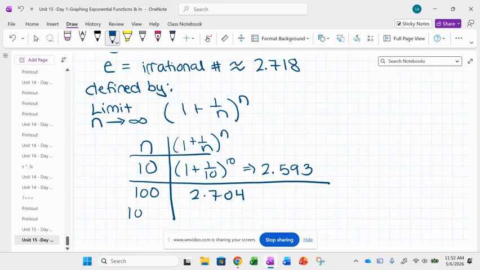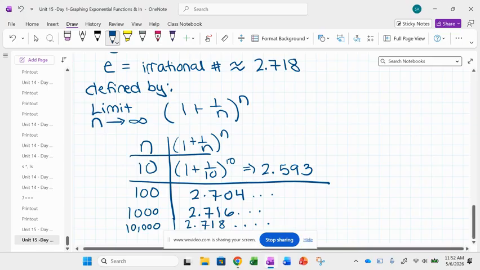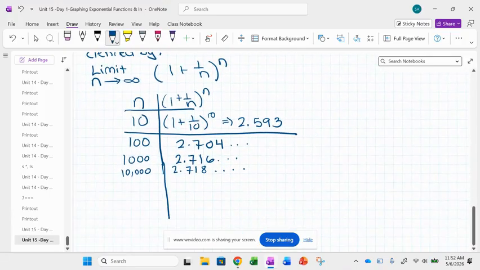If I plug in 100, I'm going to get 2.704. If I plug in 1,000, I'm going to get 2.716. If I plug in 10,000, I'm going to get 2.718. And sorry, guys, it's an irrational number, so the numbers keep going after that. It doesn't just stop at 6 or 8. If I now plug in 1,000,000, and that's a big jump, do we agree? You're still at 2.718.